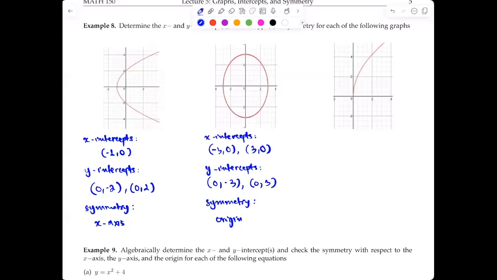I'll move a little fast because we're almost out of time. I have 2 more minutes. So for the last graph, the x-intercept is 0, 0. The y-intercept is 0, 0 as well. And for this graph, there's no symmetry. Right. Any questions? All right. So tomorrow we will continue with this lecture and we're going to find the type of symmetry.